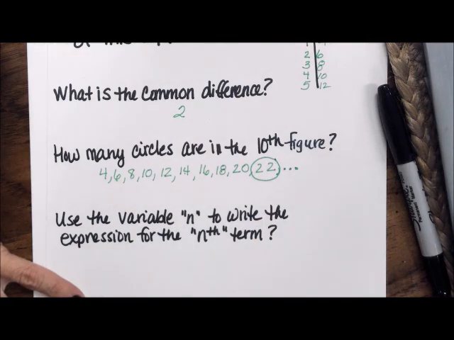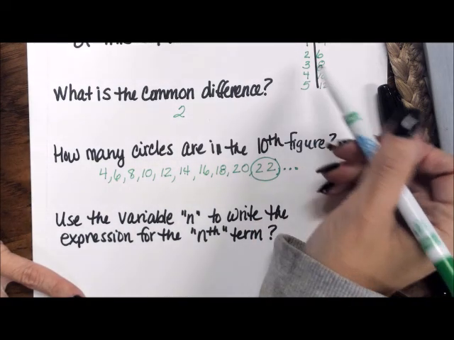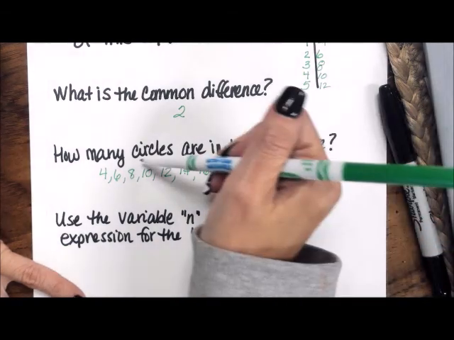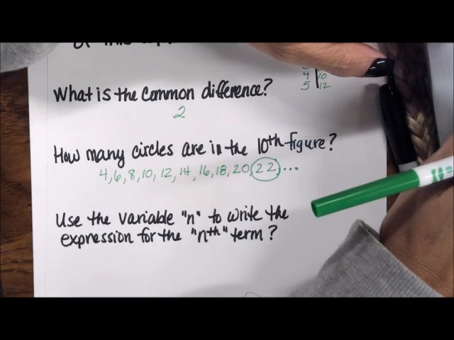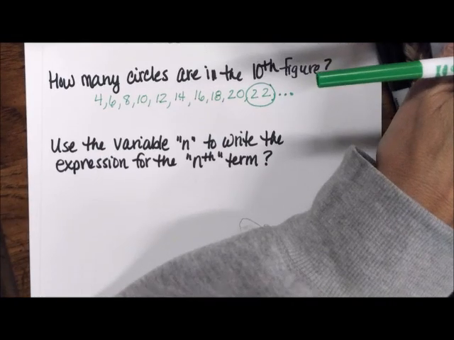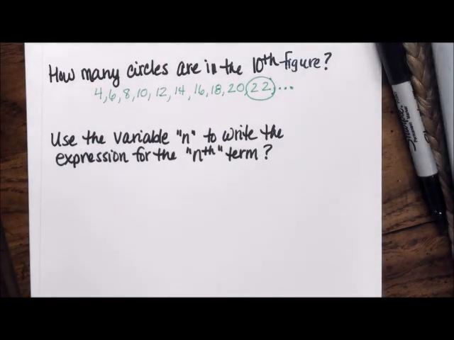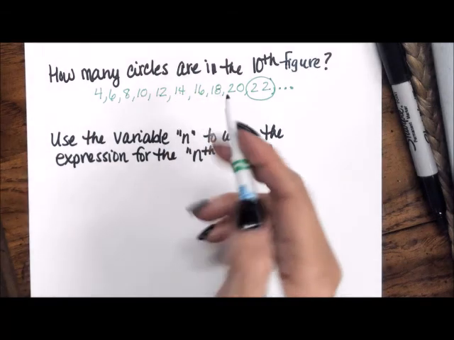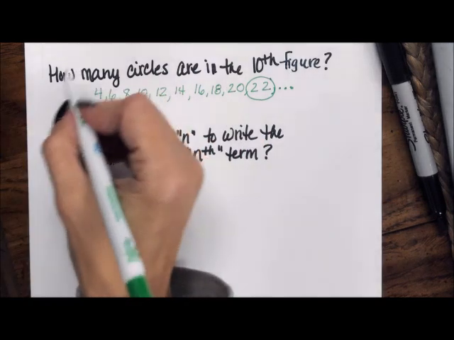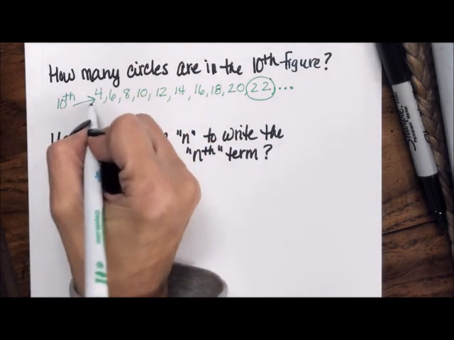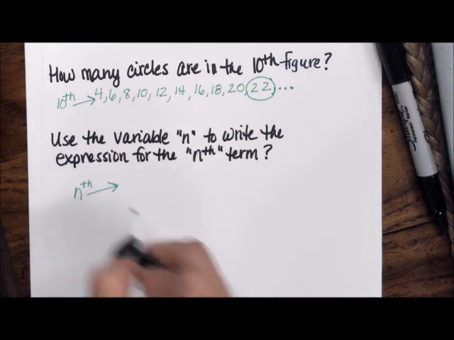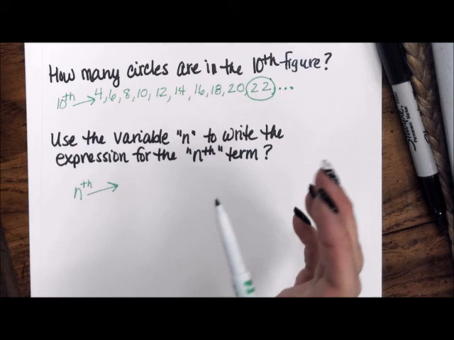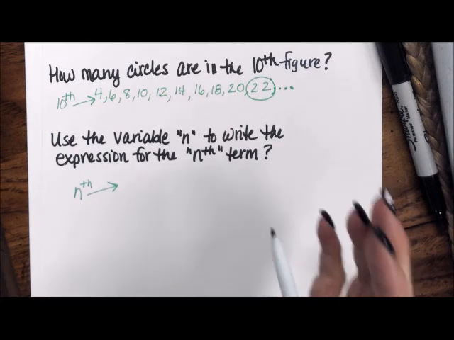And I'm going to circle 22. 22 figures. On the test, I'm going to ask you to either create a table and show me or write a sequence and show me. You're going to be able to do either way that you understand better. All right, now we're going to use the variable n to write the expression for the nth term. This one I asked for the 10th term. What's the 10th term? Now I want to know, what's the nth term? What rule could I write that would work every single time?